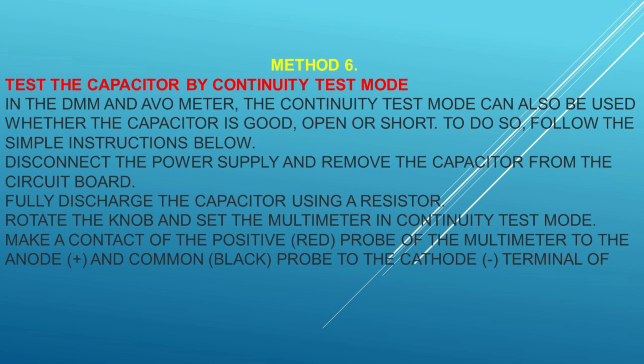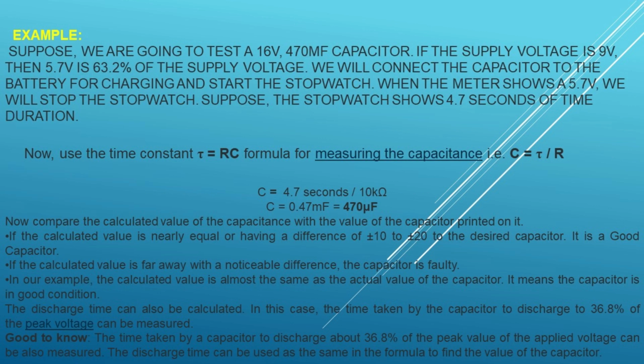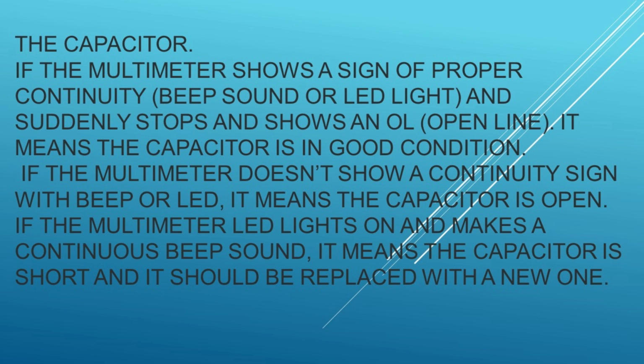In brief, the time taken by a capacitor to charge to about 63.2% of the applied voltage when charged through a known value of resistor is called the time constant of the capacitor, tau, also known as the RC time constant, and can be calculated via tau equals R times C, where R equals the value of the known resistor in ohms, C equals the value of capacitance, and tau equals the time constant.